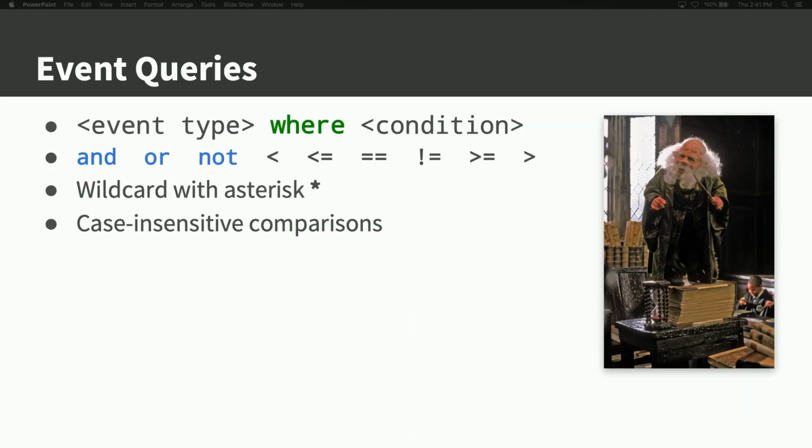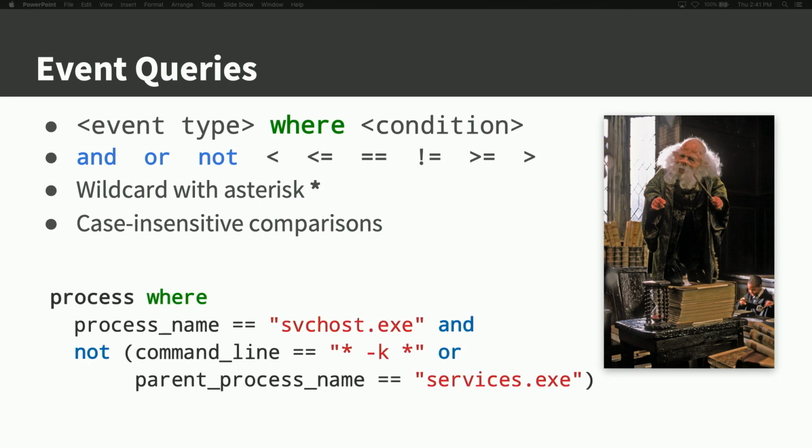So what does it look like? At the most basic level, you can look for a single event, and that's some event type where some condition is true. That's simple. It looks kind of like Python as far as its operators go, like and, or, not, lowercase, equal signs, and you can compare strings. You can use wildcards as well. One query example might look like this. Maybe I'm looking for a weird svchost. I know svchost normally has a -k, and it comes from services. And so I could express that in EQL this way: here's a process that looks like this and has these fields matching.